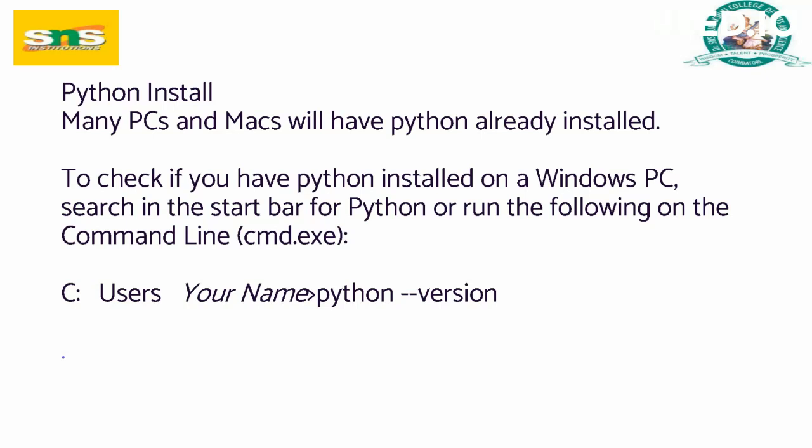Many PCs and Macs will have Python already installed. So you can check if Python is installed on a Windows PC. Search in the start bar for Python, or run the following on the command line, that is cmd.exe. Exe means extension. And then, setting up a development environment.